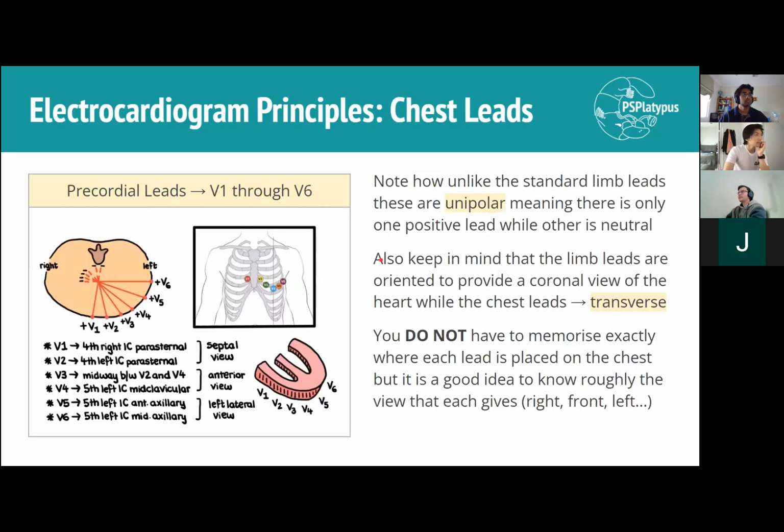That's that. The chest leads are a bit more straightforward. They are unipolar, so they're V1 through to V6. If you want to think about it really simply, V1 is more in the midline, a little bit to the right, and then you go across to the left of the body until you get basically underneath the armpit. And that would be the location of V6.